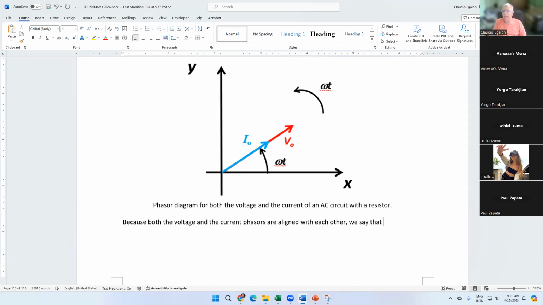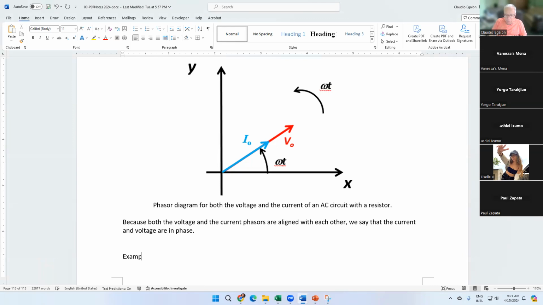We say that the current and voltage are in phase, okay? Which does not happen whenever we introduce a capacitor or an inductor to the circuit. That's the important difference between AC circuits and DC circuits. Okay, so now let's go for the next one that I want to do, the capacitor.